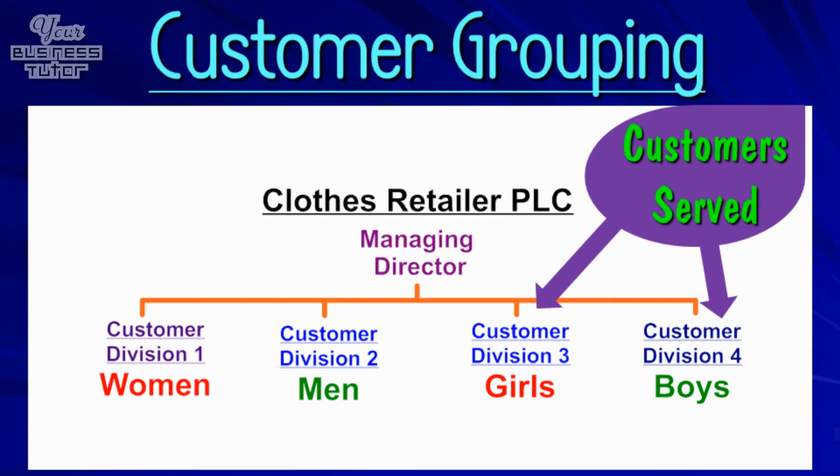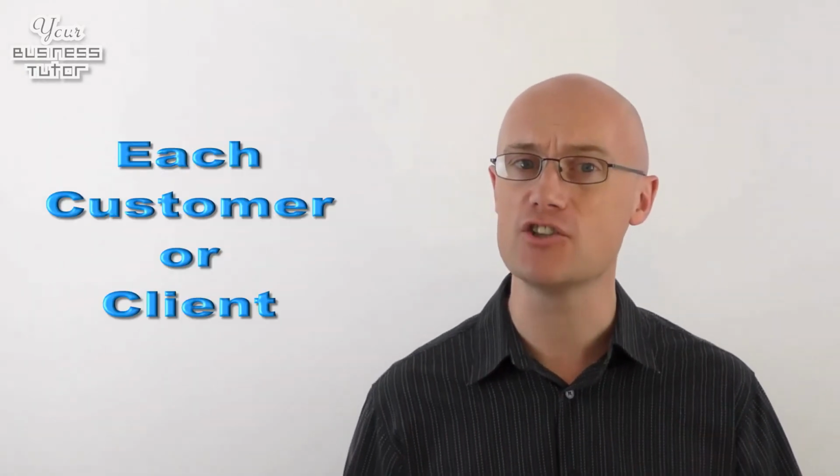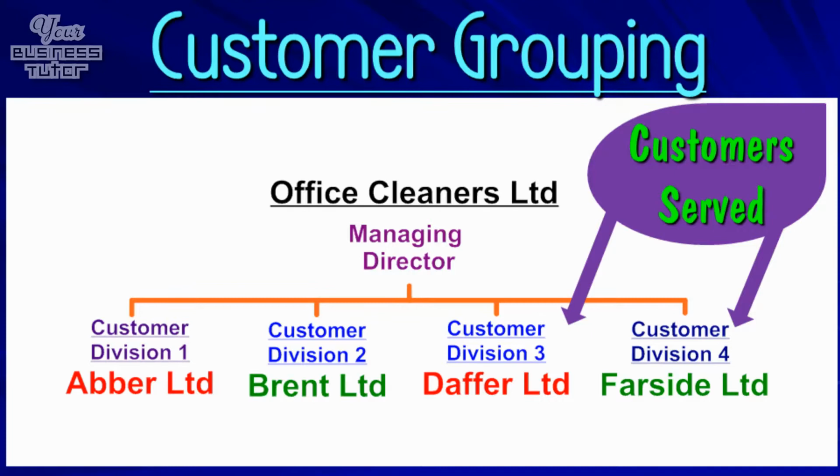men, girls, and boys. However, in an organisation which only has a few customers or clients, the business will allocate staff to deal with the specific needs of each customer or client. For example, in the diagram shown, the office cleaning business has grouped its staff according to the 4 clients whose offices they clean: Aber Limited, Brent Limited, Daffer Limited, and Farside Limited.